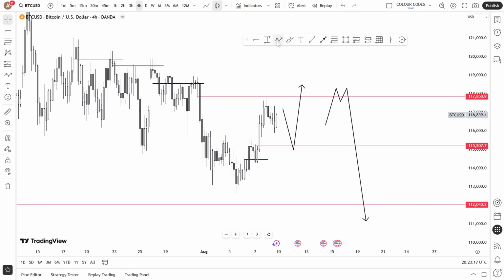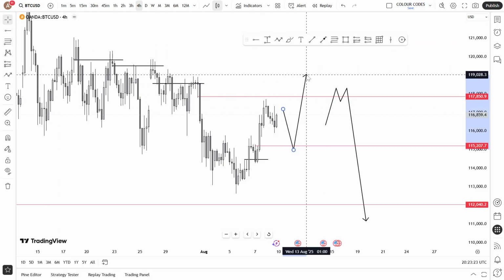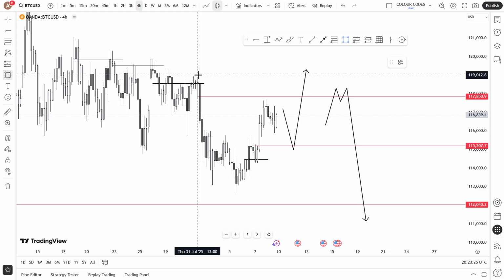Or better still, yes, these are the two scenarios. This is the zone.